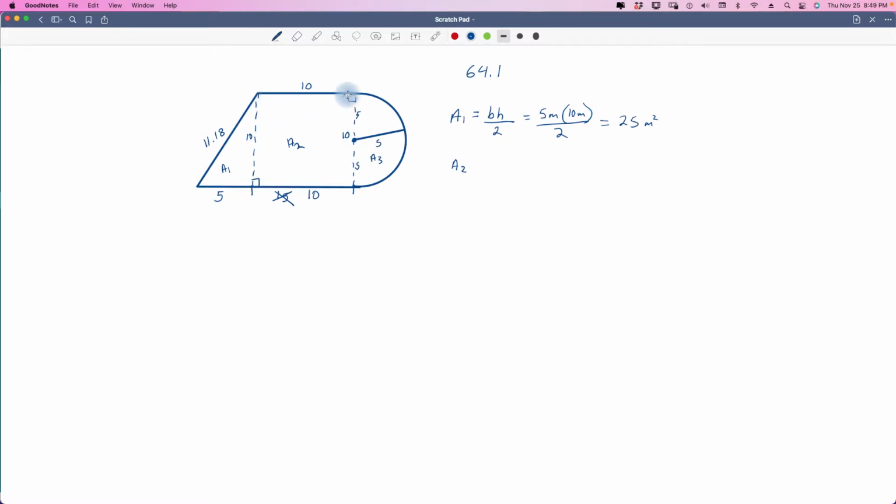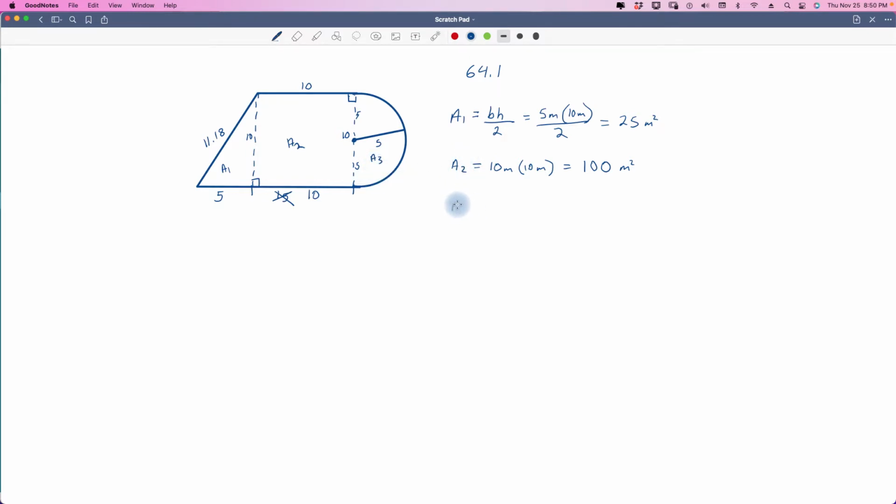All right, so now let's talk about area 2. So we have 10 across this way, and we've already discussed we have 10 this direction. So it's just a square, right? So 10 meters times 10 meters is going to equal 100, and meters once, meters twice, or meters squared. All right, so that's area 1 and area 2.